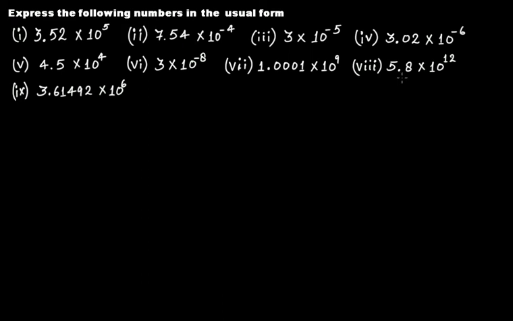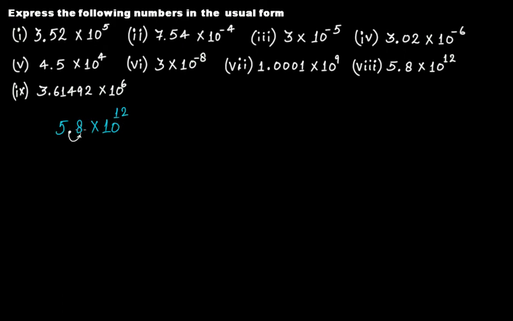Now here we have 5.8 multiplied by 10 raised to the power of 12. It means that you have to move this decimal point towards the right by 12 digits, by crossing over 12 digits.